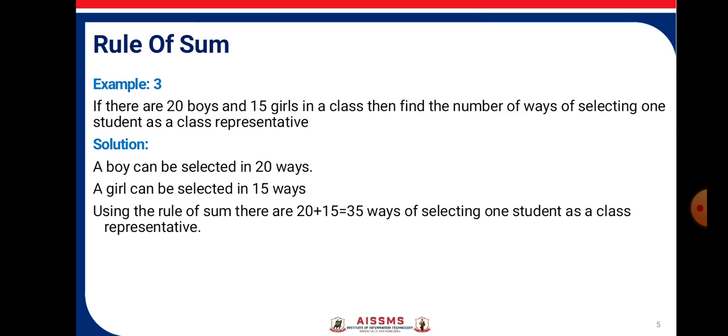Consider the third example. If there are 20 boys and 15 girls in a class, then find the number of ways of selecting one student as a class representative. A boy can be selected in 20 ways. A girl can be selected in 15 ways. So, by using the rule of sum, there are 20 plus 15, that is 35 ways of selecting one student as a class representative.